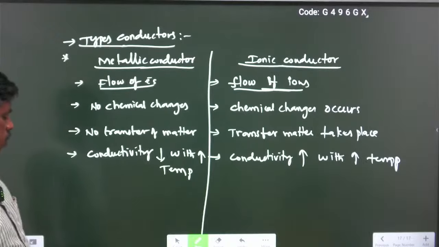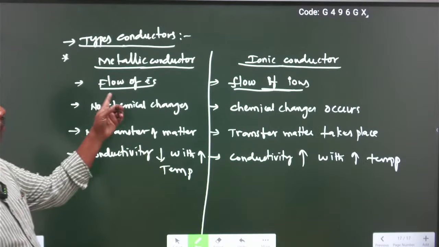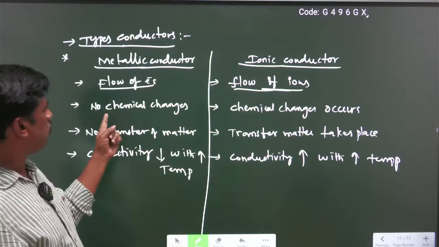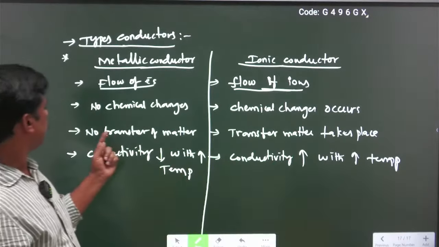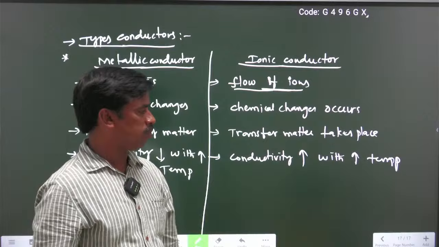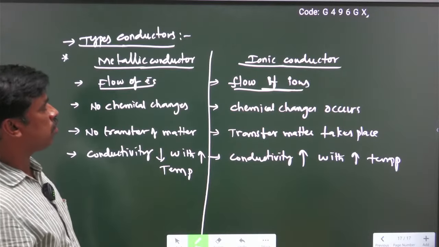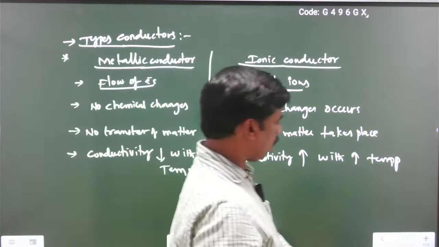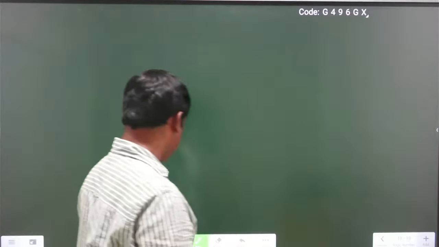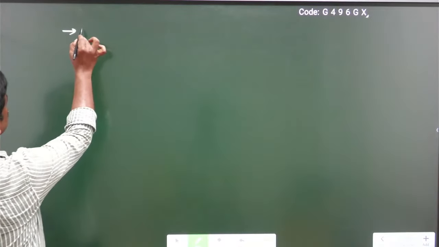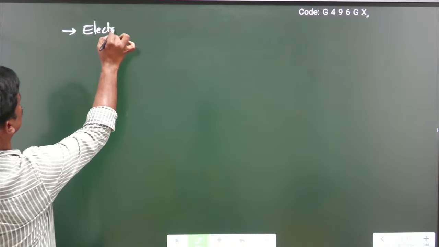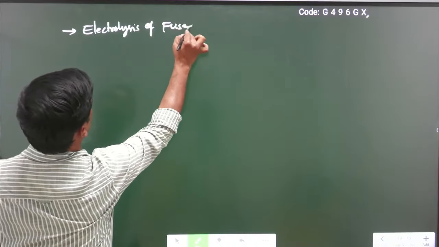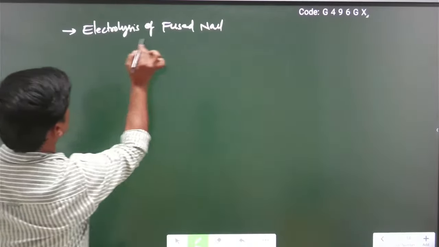These are a few differences I am showing here. Metallic conductors conduct electricity by flow of electrons; ionic conductors by flow of ions. No chemical changes occur and no transfer of matter takes place in metallic conductors, etc. These differences are very important from the exam point of view. Okay, next I am going to explain the electrolysis of fused sodium chloride.